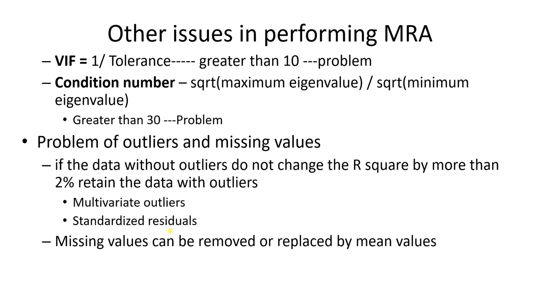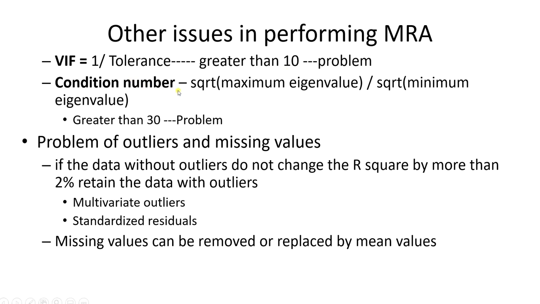Another index is variance inflation factor. This is just the reciprocal of the tolerance. 1 by tolerance gives the value of VIF. And if 1 by tolerance is greater than 10, 1 by 0.10 will be 10, then if it is greater than 10, then there is a problem.